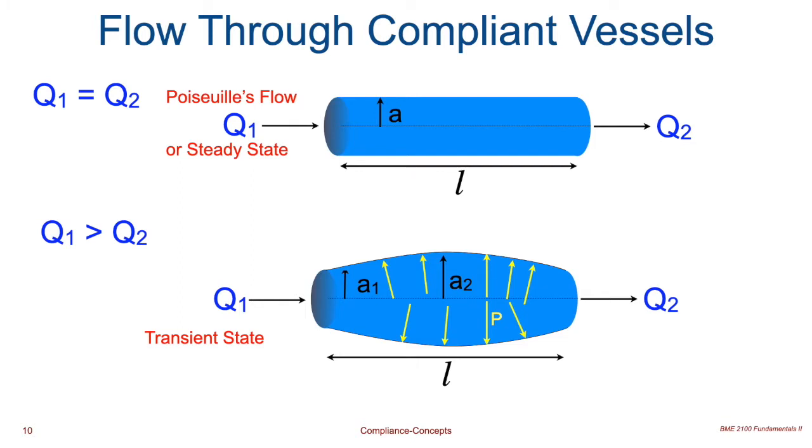It means the blood flow rate going into that segment of vessel is larger than the blood flow rate leaving that vessel. How can that happen? If this were a purely resistive vessel with a rigid tube, not a compliant tube, then the millisecond that Q1 went up, Q2 would go up with it. They would go up perfectly in synchrony.